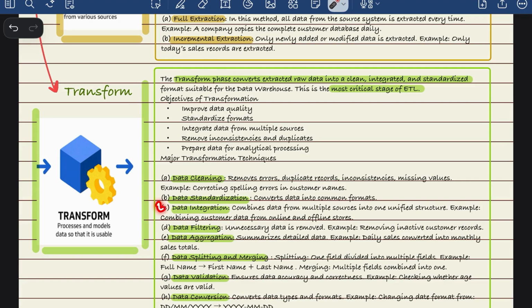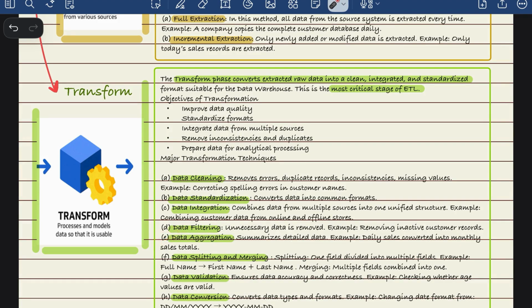Then you are also doing data integration. You are collecting and combining data from multiple sources into one unified structure. And then you are doing data filtering, when unnecessary data is removed. For example, there is data which is not even required in the analysis, you are just processing it, and it is just eating up the storage. So it is very important to remove all the irrelevant data.